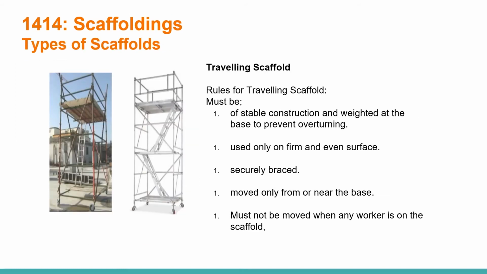Next, we will discuss the different types of scaffold and the rules in using them. The first type is the traveling scaffold, which is a scaffold with wheels and can be moved around. Before using a traveling scaffold, it must be of stable construction and rated at the base to prevent overturning, used only on firm and even surfaces, securely braced, moved only from near the base, and must not be moved when any worker is on the scaffold.